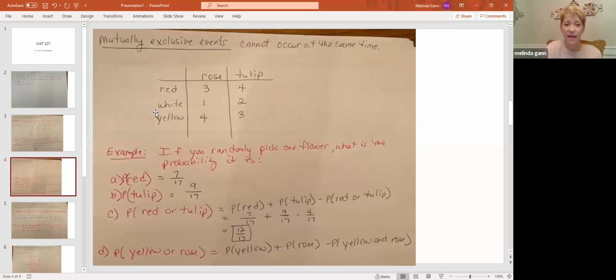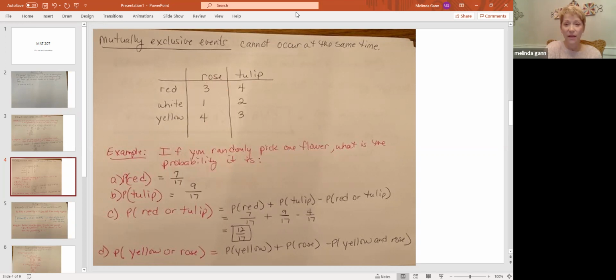The author likes the table. It says if you randomly pick one flower, so you just close your eyes again and reach in and pick a flower, what's the probability that it's red? Well, remember what you do. On the bottom goes your total. So you'd have to count these up and realize that's 17 in all. And then you've got to have your red flowers.